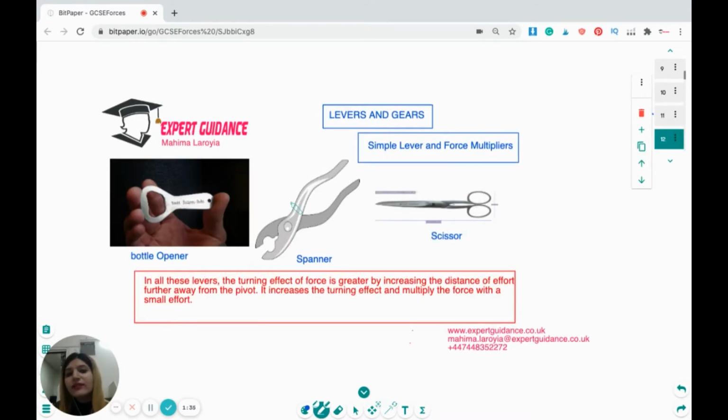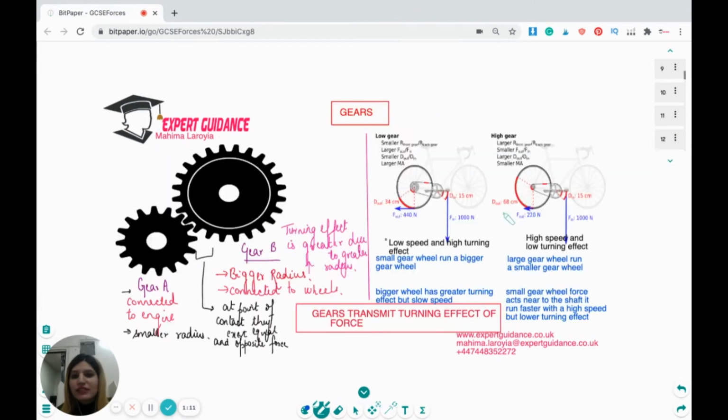Now, what are levers and gears? Levers are basically where the turning effect of the force is made greater by increasing the distance of the effort further away from the pivot. It increases the turning effect and it multiplies the force with a small effort. So bottle openers, spanners, and scissors are the examples of some of the simple levers. And what are gears? Gears transmit the turning effect of force.